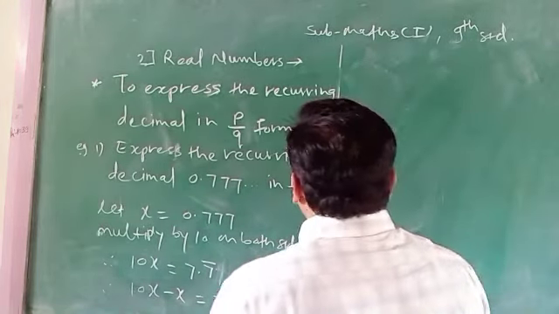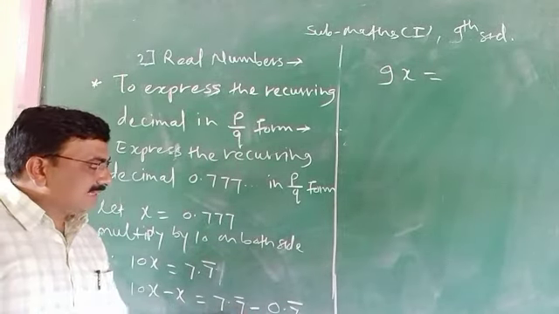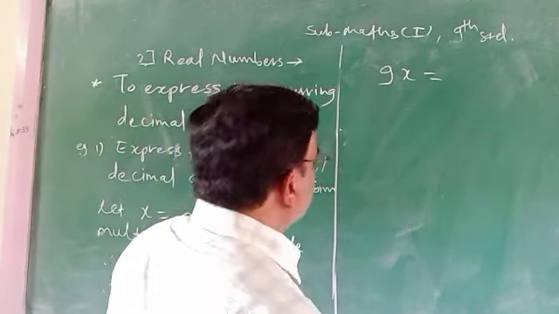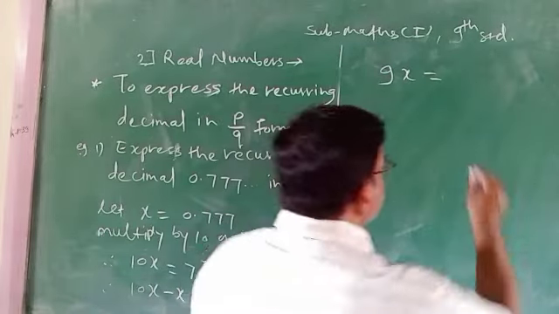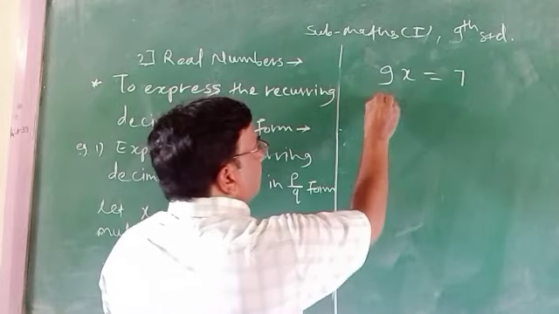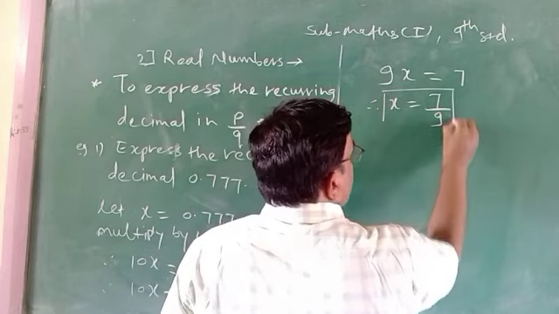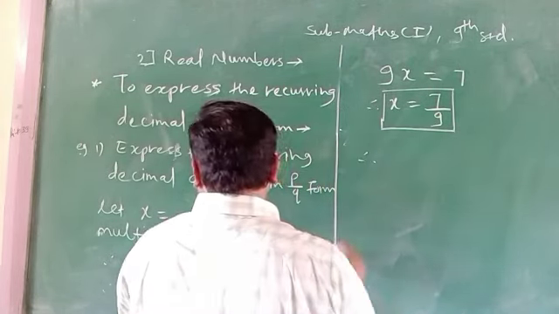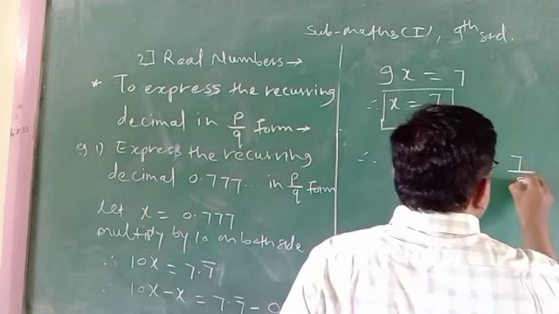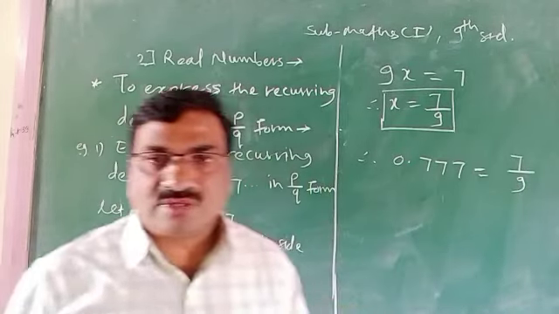10x minus x, 9x, is equal to 7.7 bar 7 minus 0.7 bar 7, which gets equal to 0, therefore equal to 7. Transfer this 9, it is multiplied so it will be divided. Therefore x is equal to 7 upon 9. Therefore 0.777 is equal to 7 upon 9. This decimal number is converted into this fractional number or rational number.